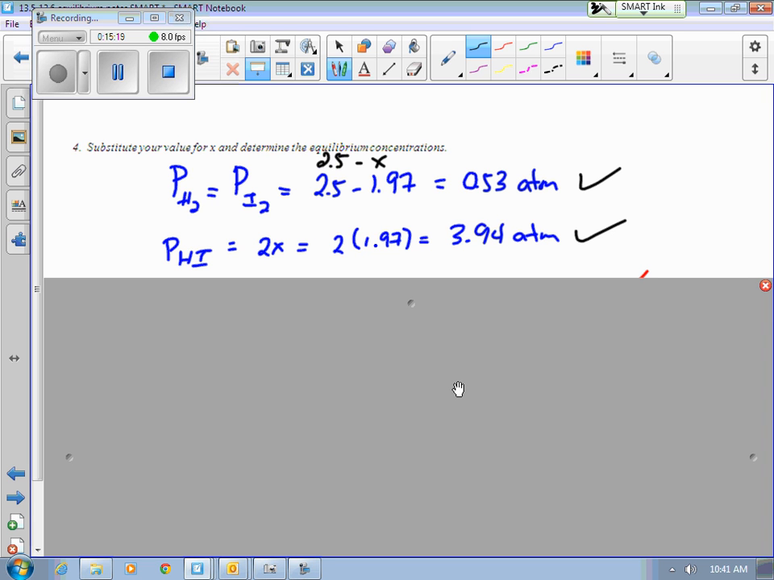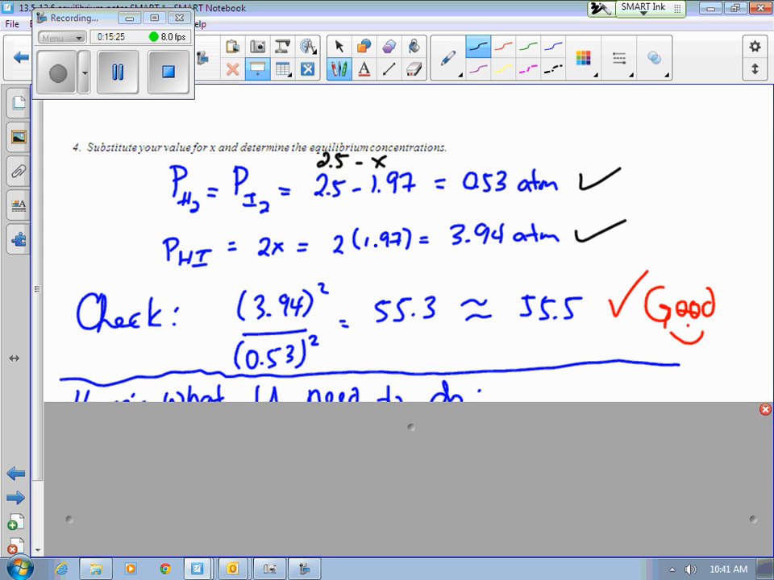Okay, so I'm done. But if I were you, you want to make sure you did it right. You can check your answer by just plugging it in for K and make sure that you actually do get something close to 55.5. So 3.94, that was my HI squared over 0.53 twice for the H2 and for the I2, so I just squared it. And it does come out to 55.3. Pretty darn close to 55.5, so we'll say we did it right. So yay! Your first ICE table.